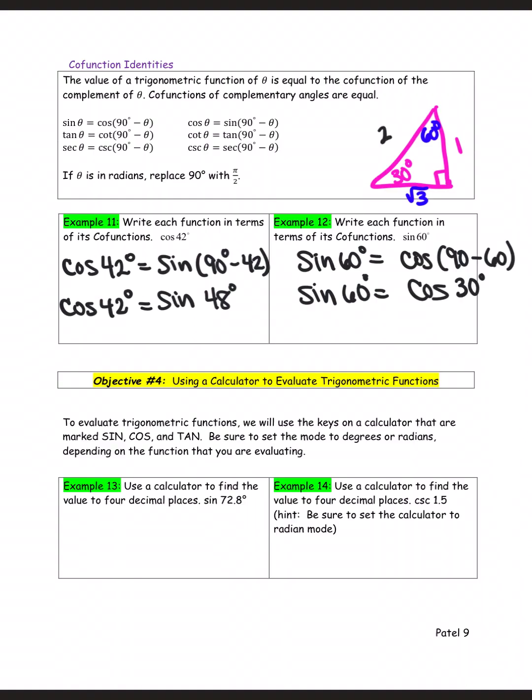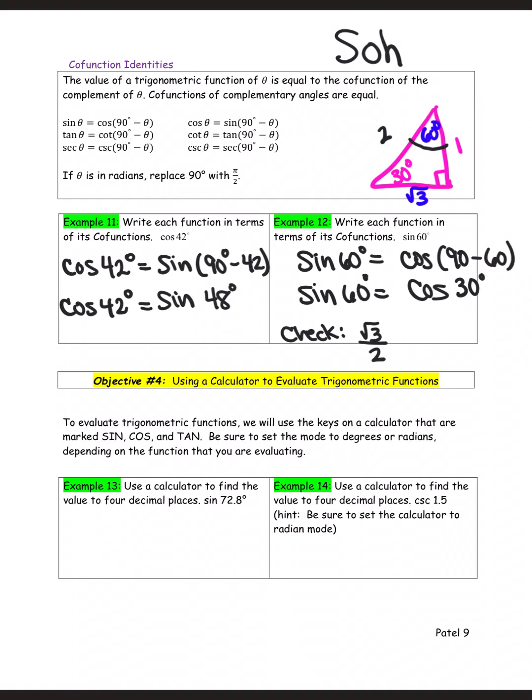So if we remember, sine is opposite over hypotenuse. So opposite over hypotenuse of 60 degrees. So opposite of 60 degrees is square root of 3. Hypotenuse is 2.